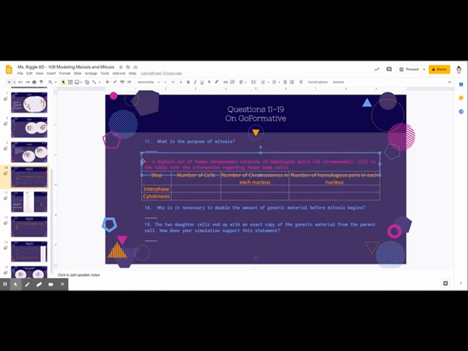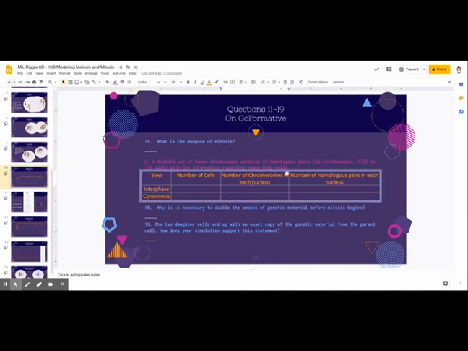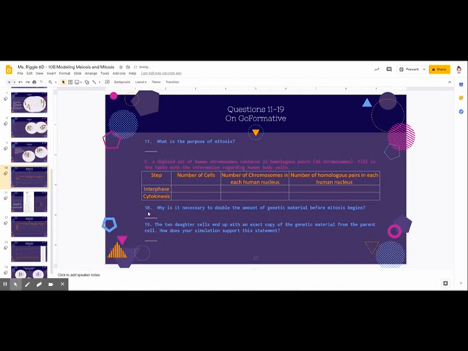So Part C right here, a diploid set of human chromosomes contains 23 homologous pairs, or 46 chromosomes. We're going to fill in this table with the information regarding human body cells. So I'm adding to mine right here each human nucleus, and you can add that into yours as well. It just helps to understand a little more what we're talking about.